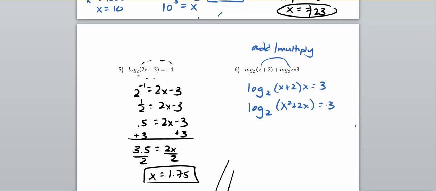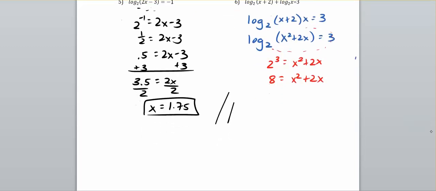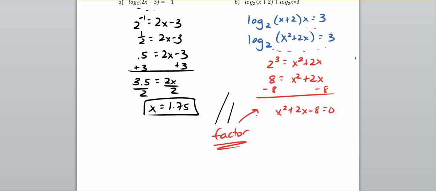Now that I've condensed to one log, I can create my circle and solve. I can say 2 to the third equals x squared plus 2x. So I get 8 equals x squared plus 2x. But in this example, I'm going to have to do a little more work. I have an x squared and an x and a number. And we should know by now that if I have a square term, an x term, and a number, I've got to move all of it to one side, and we're going to have to factor. So I'm going to put factor here. We're going to have to factor this example in order to solve.